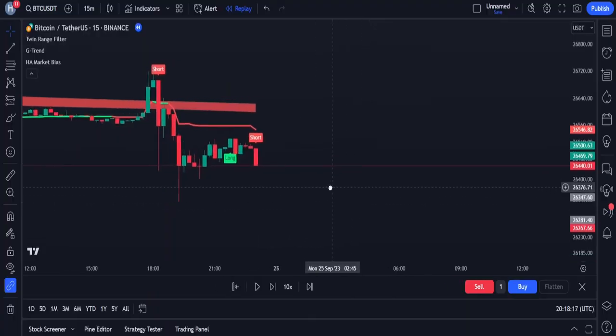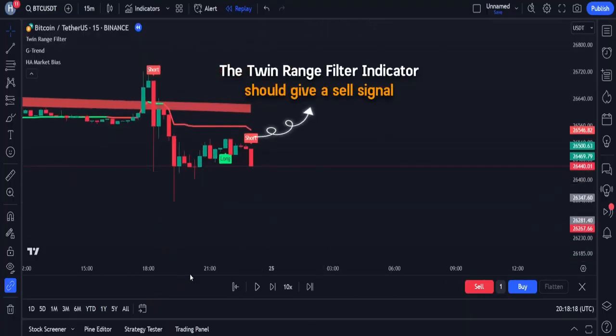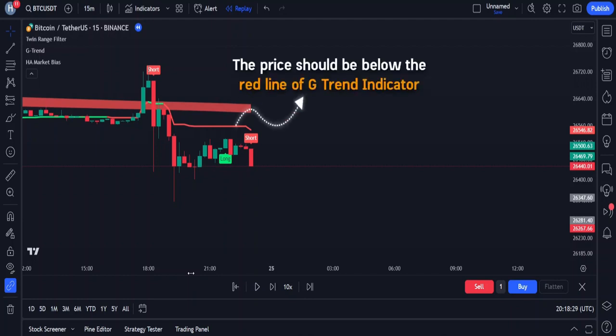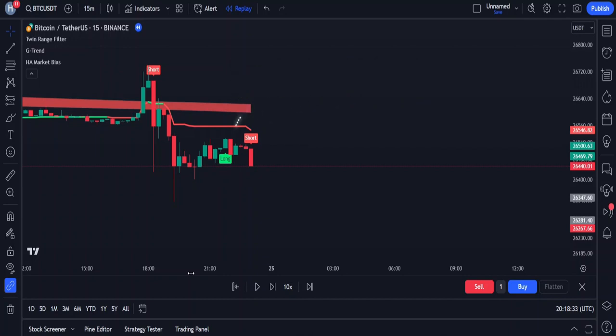So for entering a sell trade, we must first get a sell signal from the Twin Range Filter indicator. After that, we have to be sure that short-term and long-term trends are both descending or going down. We want the price to be below the G-Trend indicator, and also the color of the G-Trend graph should be red. And finally, this signal will be confirmed if the price is also below the Market Bias indicator and the graph is in red color. So both these indications suggest that this is a valid sell signal.